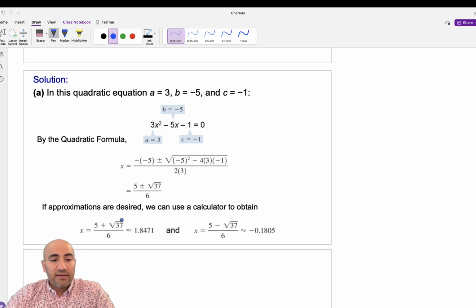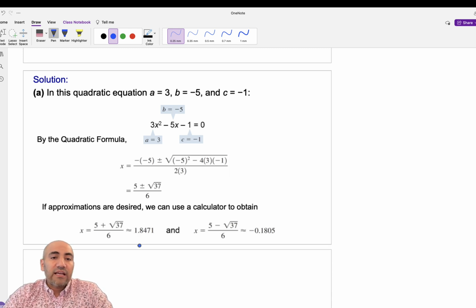If in fact it says that you're allowed to turn it into a decimal and round, then you do this. For me on the test, by default, always leave things as a complete answer unless I specifically say you're allowed to use a calculator to reduce it. Okay, so if you're given permission to use a calculator to reduce it, then you can reduce it this way, convert it into a decimal.